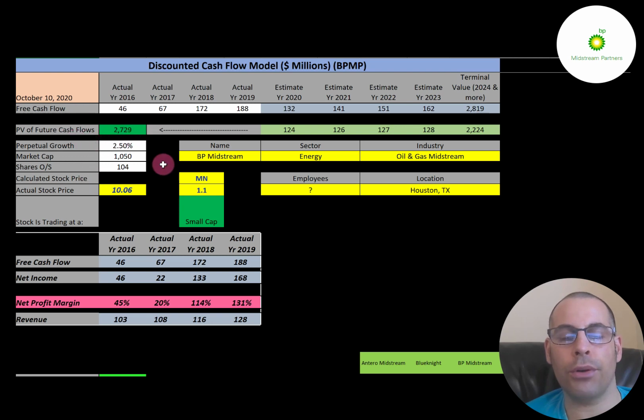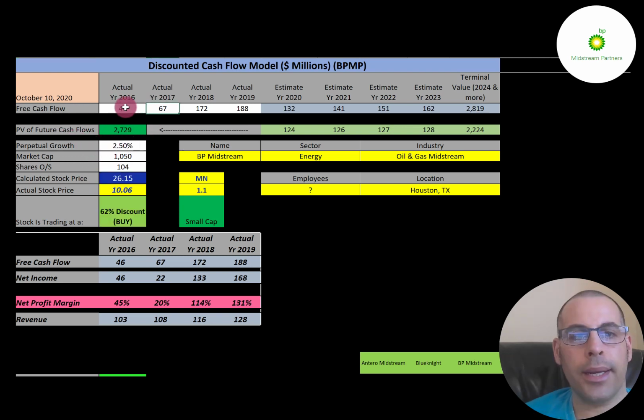We divide that by 104 million shares, and we get a calculated stock price of $26.15. They're trading at $10.06, so they're trading at a 62% discount. It's a strong buy according to the model.